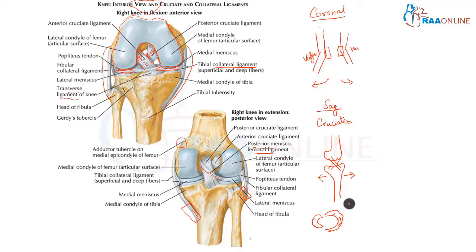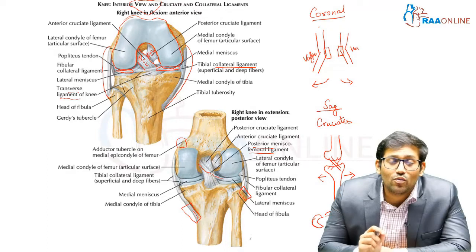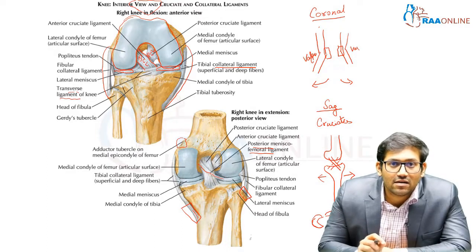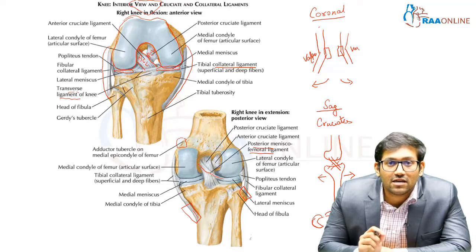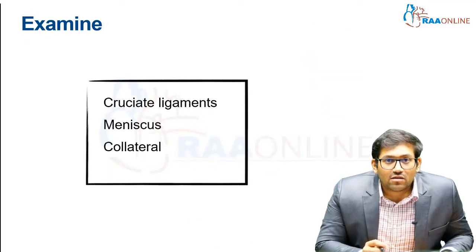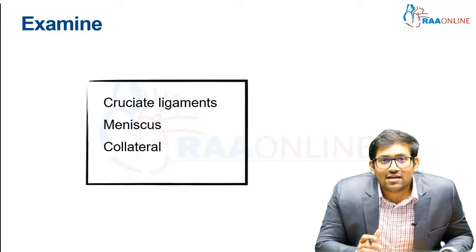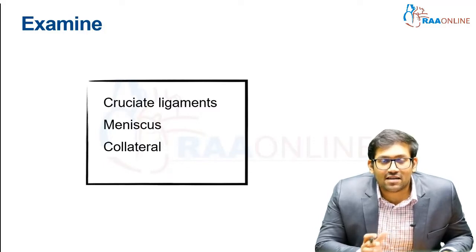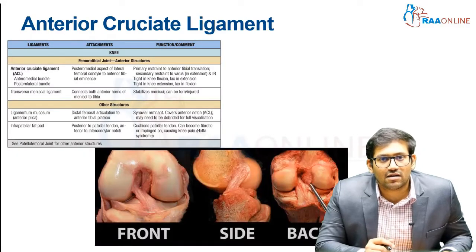So the reason why this class on special tests for the knee is done is in order to know which part is affected, which part is causing the pain, and to derive something from it. So what you need to see are the cruciate ligaments, which are the anterior and posterior cruciate ligaments, the meniscus, the medial and the lateral, and the collaterals, which are your medial and lateral collateral.